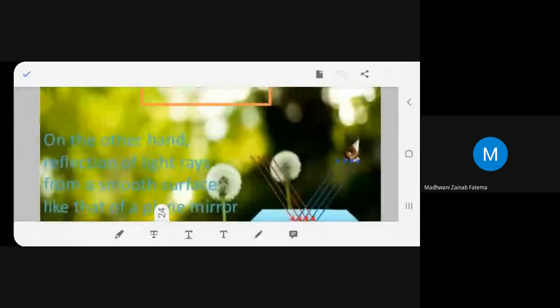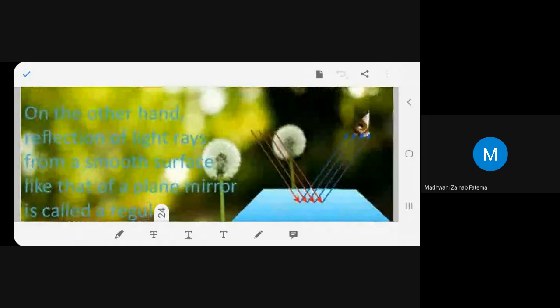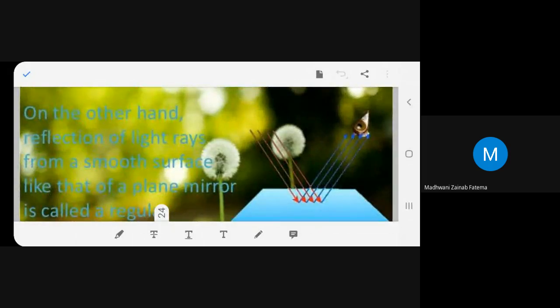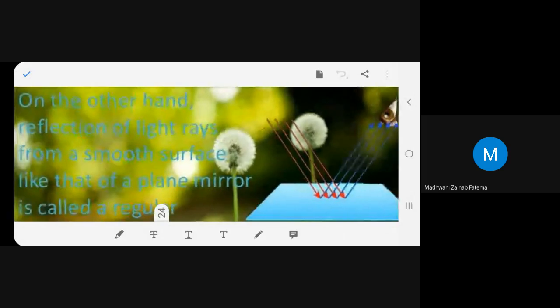So let's talk about regular reflection. Can you see the words properly, or should I read? Yes, ma'am. Can you see the words properly? Yes. Read it better. That's why I want you to read.